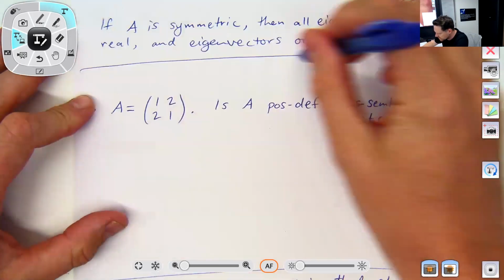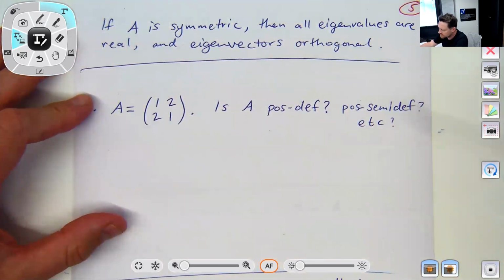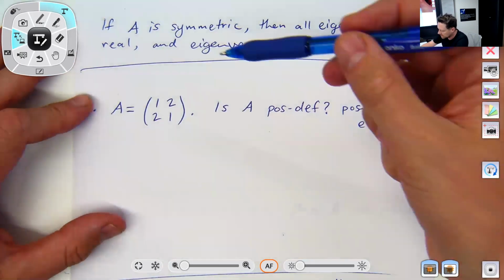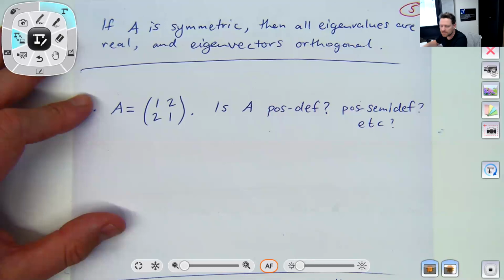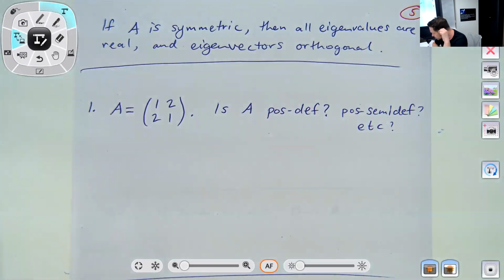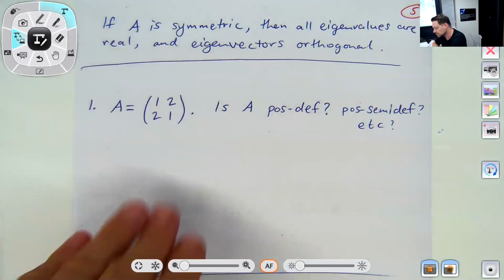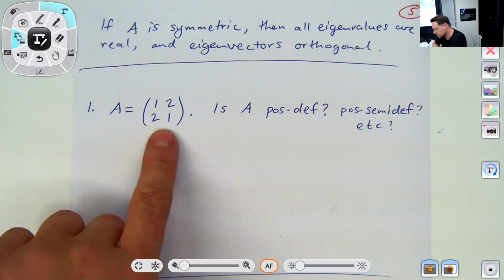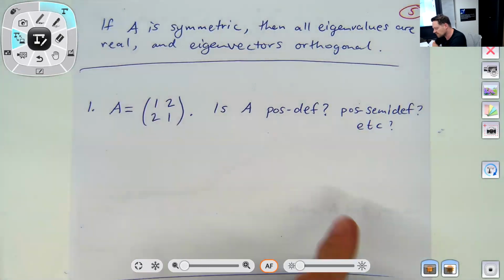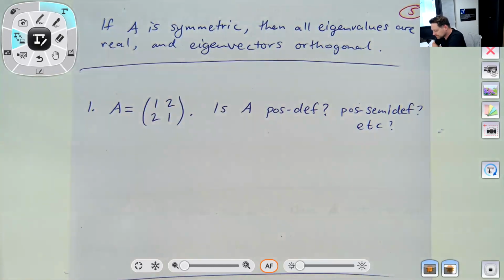If S is a symmetric matrix, then all eigenvalues are real and all eigenvectors are orthogonal to one another. Okay, so that's an important point. Now, this is a problem we'll do. If we have a 2 by 2 symmetric matrix, 1, 2, 2, 1, is this positive definite? Is it positive semi-definite? And so on, meaning the other definitions. So what we should do here is calculate the eigenvalues, okay?